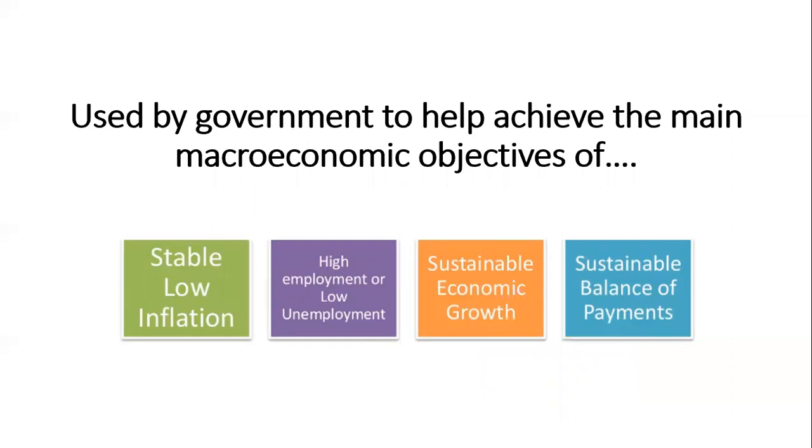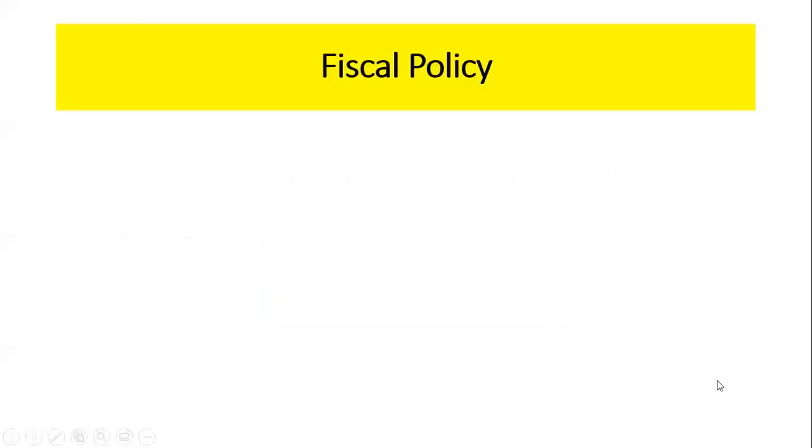So fiscal policy is used by governments to help achieve the main macroeconomic objectives, and you'll remember these from your lessons. You would have looked at these each individually within lessons: stable or low inflation, high levels of employment or low levels of unemployment, sustainable economic growth measured obviously through GDP, gross domestic product, and a stable balance of payments. So fiscal policy is a strategy or a form of intervention from government that allows them to work towards the achievement of all or 1 or 2 of these objectives.